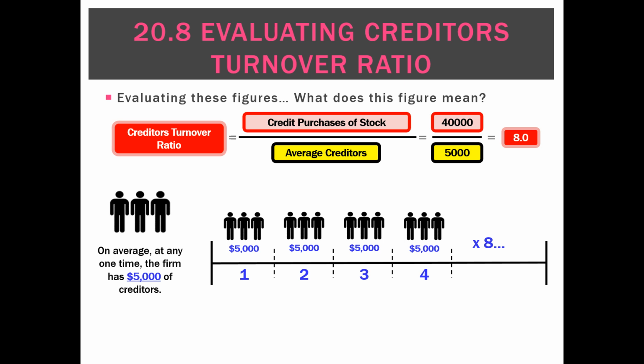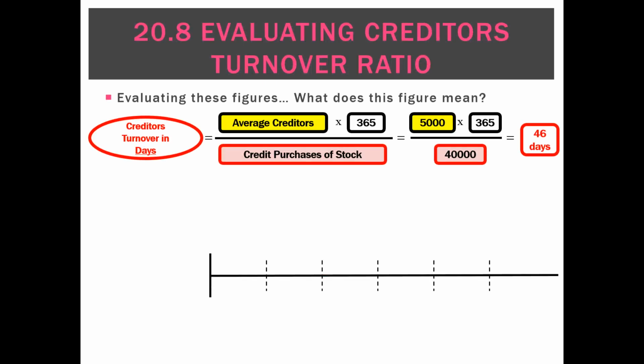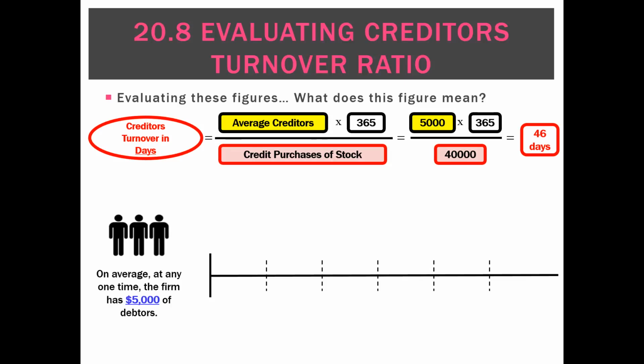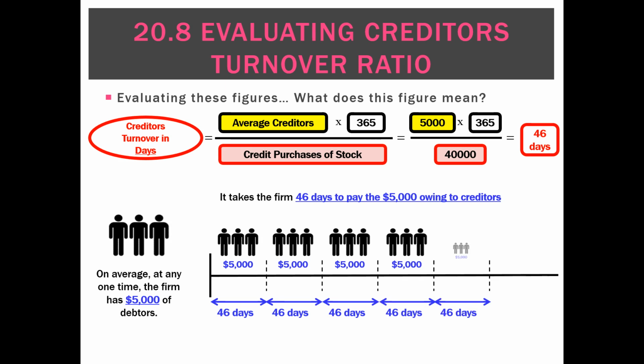Obviously the higher that figure is, the more frequently we're paying people off each period. The one that made more sense was the creditors turnover in days. In this case it's 46 days. What does that mean? It means on average the business has $5,000 of creditors, and the average time to pay those back is 46 days. We'll then have another $5,000 of creditors on average, and it takes 46 days to pay them back, and then 46 days for the next 5,000, and so on for the rest of the year.